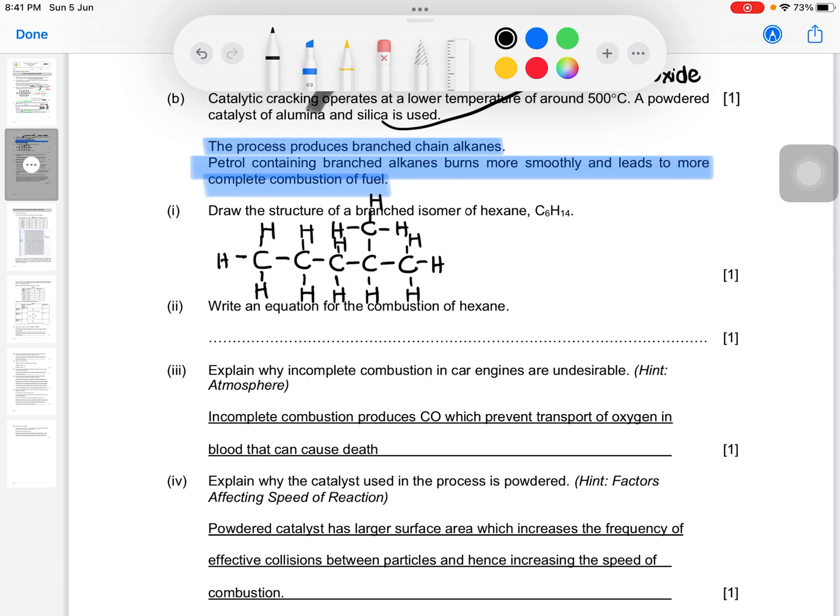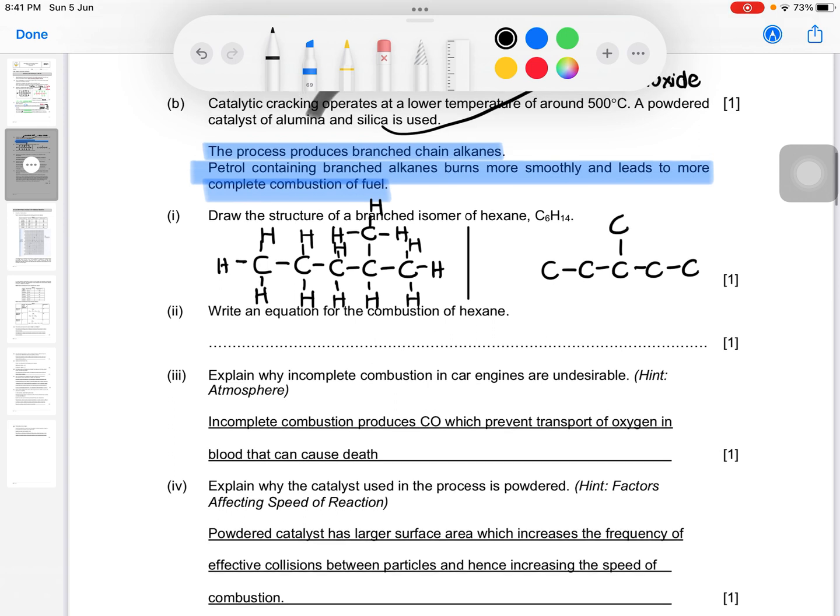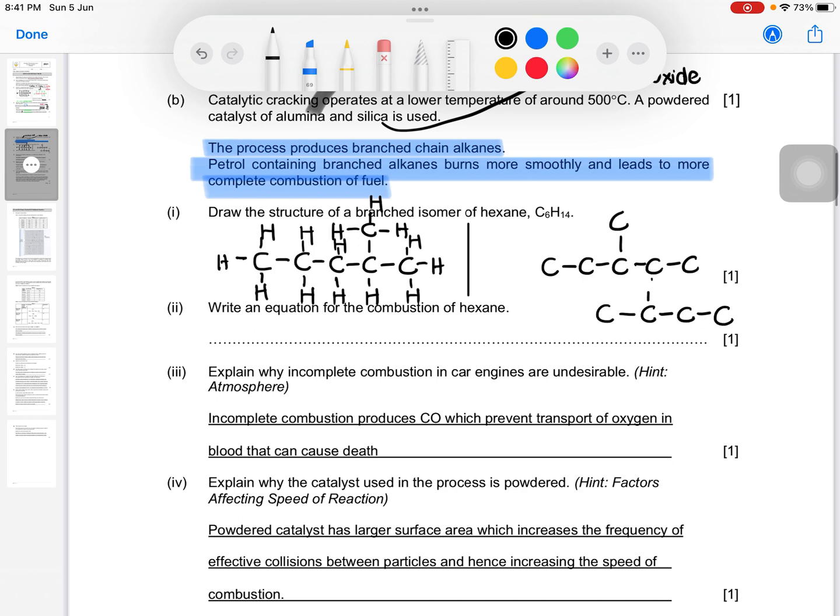Okay, what are other possible compounds to be drawn? I can also move my carbon here. 1, 2, 3, 4, 5. I can put my carbon here, or I can also shorten it to a 4 carbon chain. And I have 1 carbon here, 1 carbon here. Since they ask you to draw 1, it is more than enough.